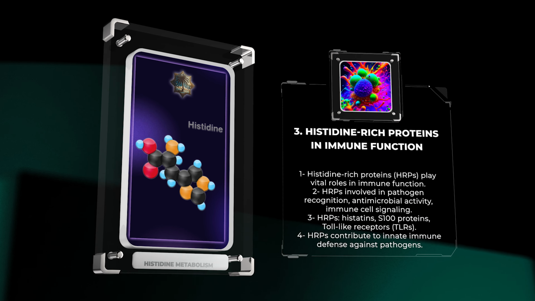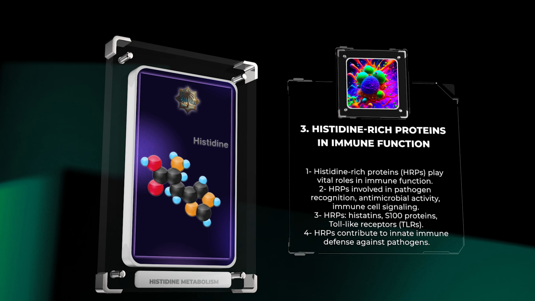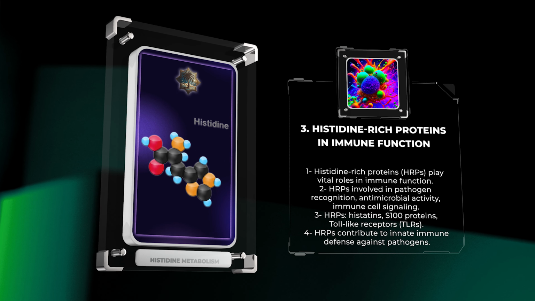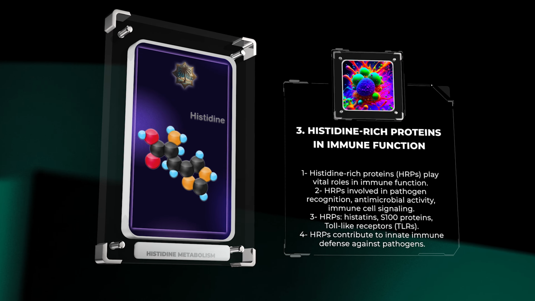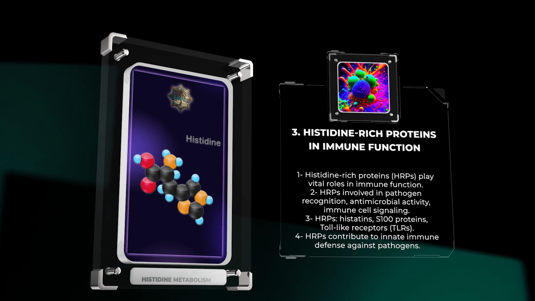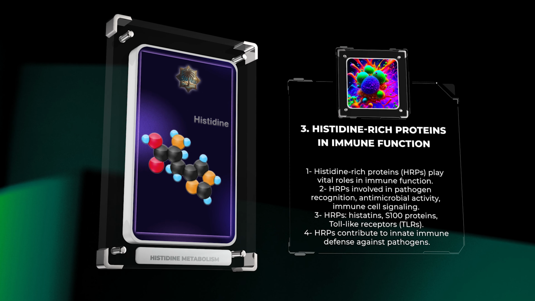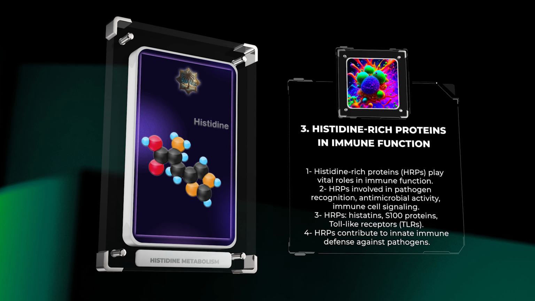HRPs, such as histatins and S100 proteins, exhibit potent antimicrobial properties, contributing to innate immune defense against invading pathogens. Moreover, histidine-rich domains present in proteins like toll-like receptors, TLRs, participate in pathogen recognition, initiating immune responses. The intricate interplay between HRPs and immune function highlights the importance of histidine in maintaining a robust immune system.